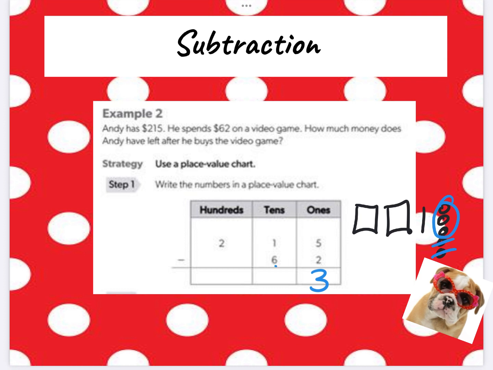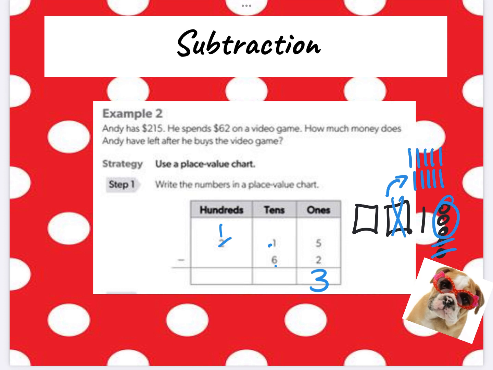So I can't do it. So what do we have to do? Go next door and get 10 more. Very good. So I'm going to take 100, and I'm left with only 1 now. But I'm going to give 10 tens to keep that same amount. So here we go. 10, 20, 30, 40, 50, 60, 70, 80, 90, 100. So I just regrouped. I took 100 and I am giving 10 tens to my 1.